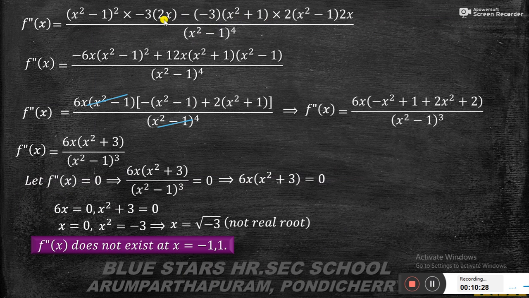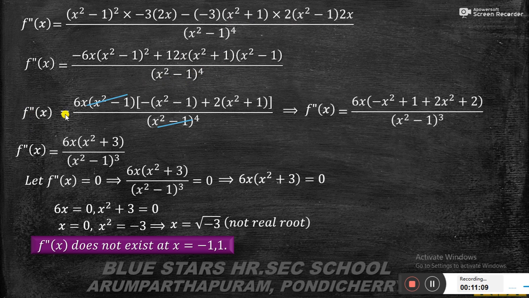Now I differentiate the numerator, so I get minus 3 into 2x. Next, minus 3 x square plus 1 into the derivative of the denominator. Differentiation of the denominator is 2 into x square minus 1 into 2x. Now I multiply: minus 3 into 2x is minus 6x, minus 6x into x square minus 1 whole square, minus into minus plus 3, that means 3 into 2 into 2 is 4x, so 3 into 4x is 12x, into x square plus 1 into x square minus 1, divided by x square minus 1 whole power 4.